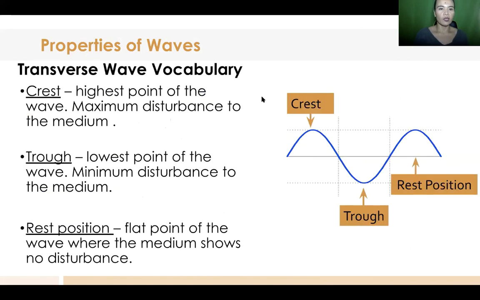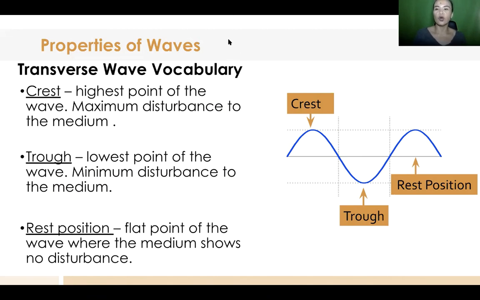So there are parts of your wave. On your project, you should also be able to represent these parts of the wave. For the transverse waves, you have the crest, which is the highest point of the wave, at the top. And then the opposite of that, at the bottom, is your trough. It's the lowest point, which means there's the least amount of disturbance to the medium. If we're thinking about water, the lowest point of your water wave is the trough and the highest point is your crest. And then of course the flat line, when it starts to flatten, is called your rest position.